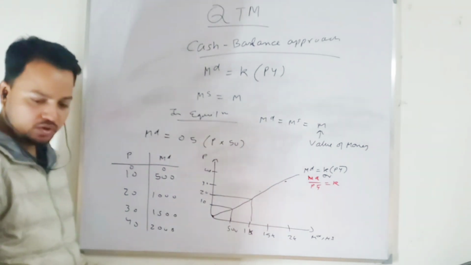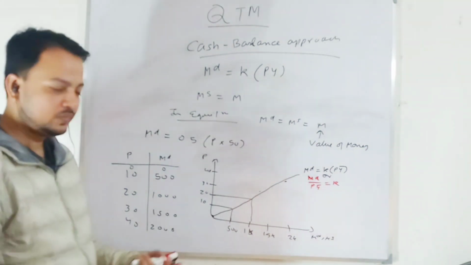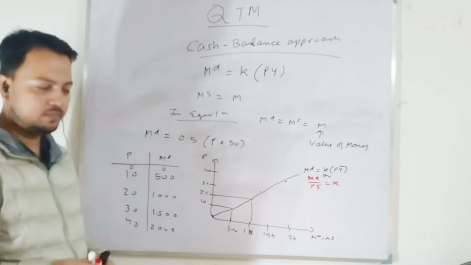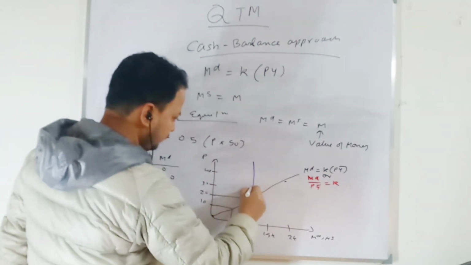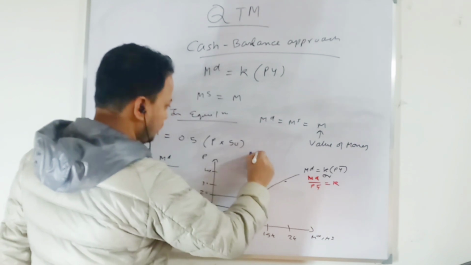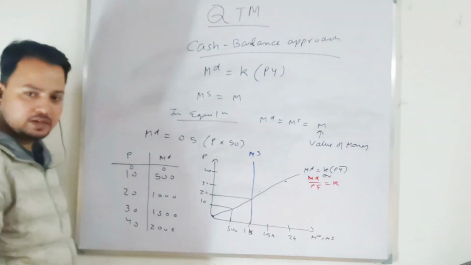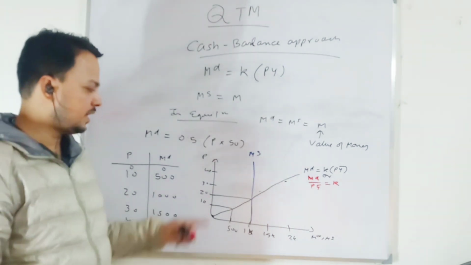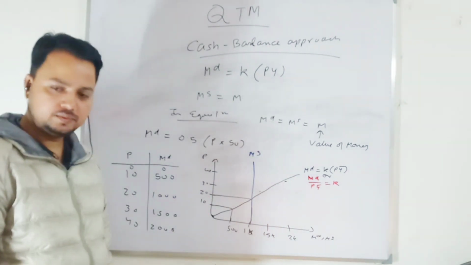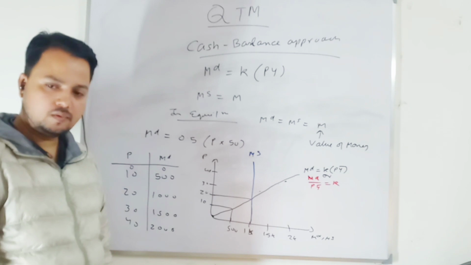Suppose monetary authority decide that money supply will be 1000. So this is what the monetary authority decides. This is your money demand function. So what will be the price level? 20. Agree?